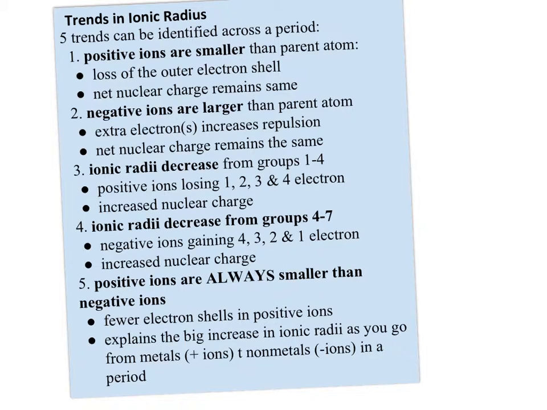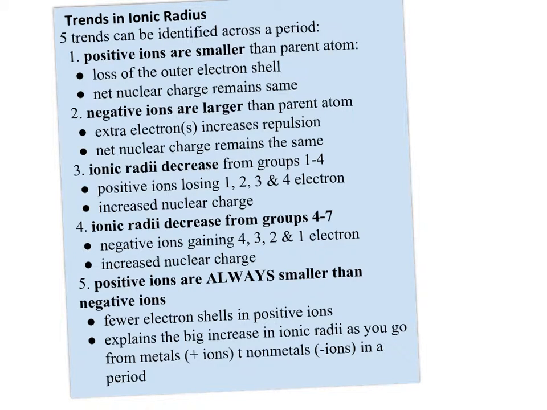The 5 trends in ionic radius can be identified as, first of all, positive ions are smaller than the parent atom. That's because you lose the outer electron shell for it to become a positive ion and become a stable ion, and yet the net nuclear charge remains the same. So these two things are going to combine to give it quite a bit smaller radius. Negative ions, on the other hand, are going to be larger because the extra electron is going to increase repulsion even though the net nuclear charge remains the same. It is going to be quite a bit bigger than the parent atom.